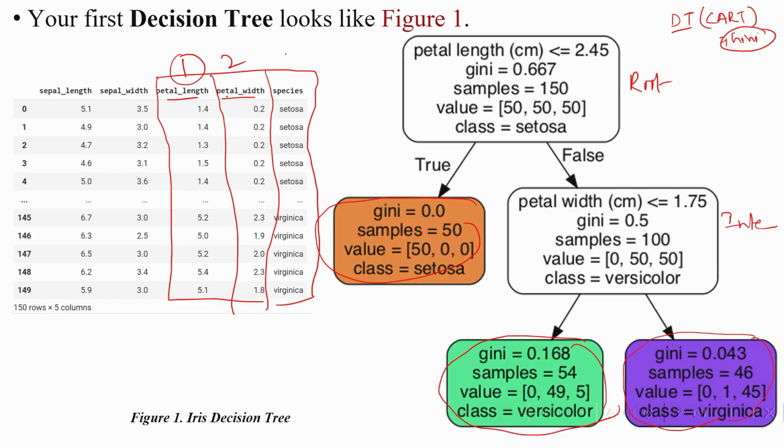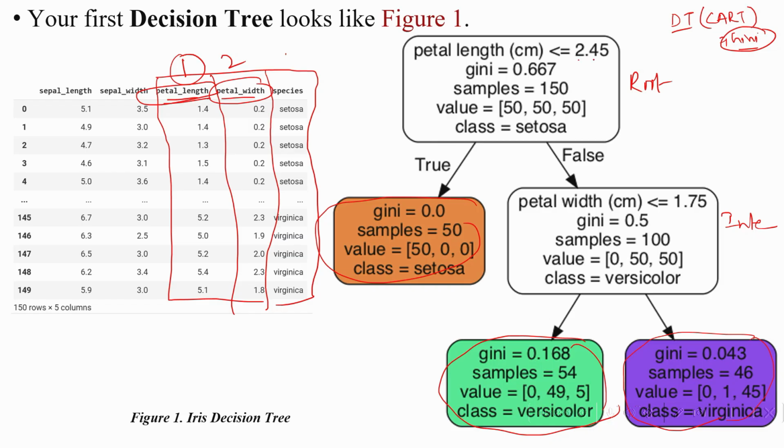There are two features: petal length and petal width. In order to identify the root node, first of all we find the corresponding Gini value. The Gini value is highest for petal length only. That's why petal length becomes the root node.